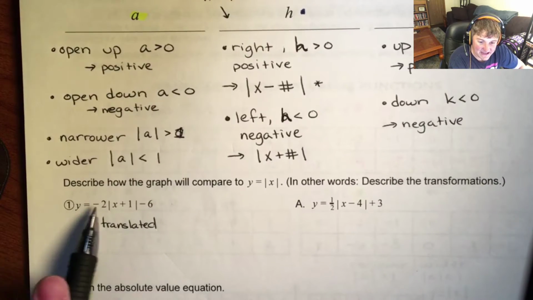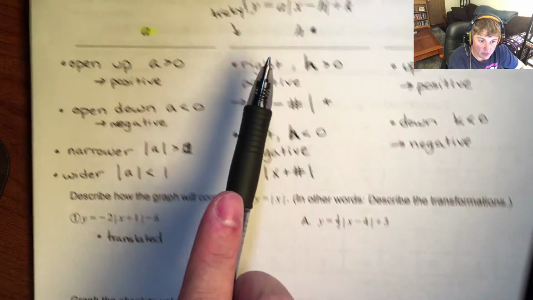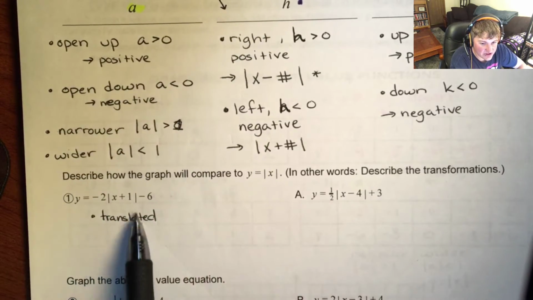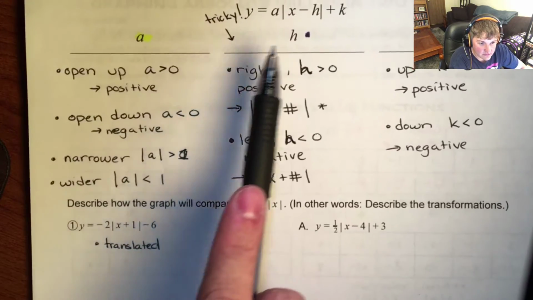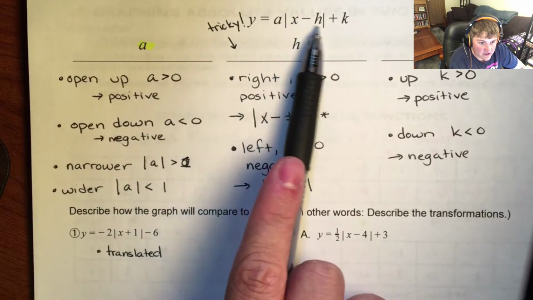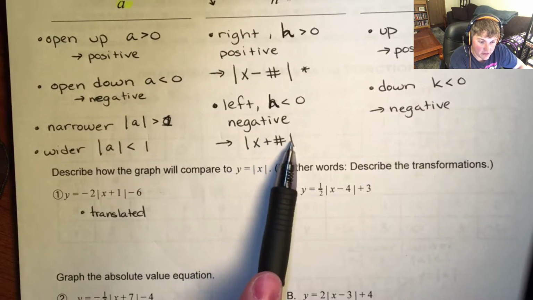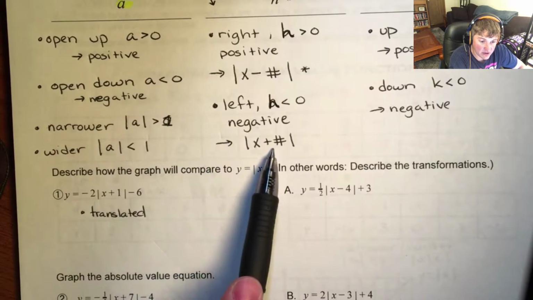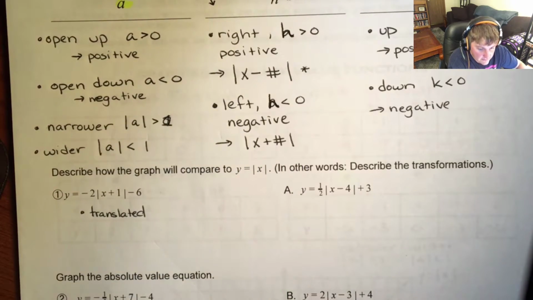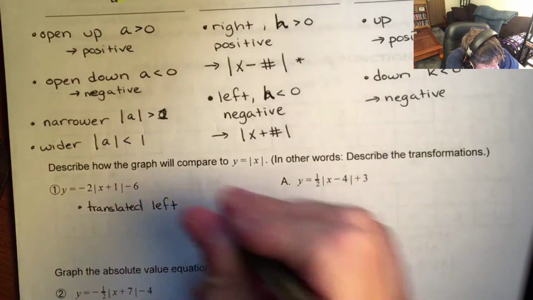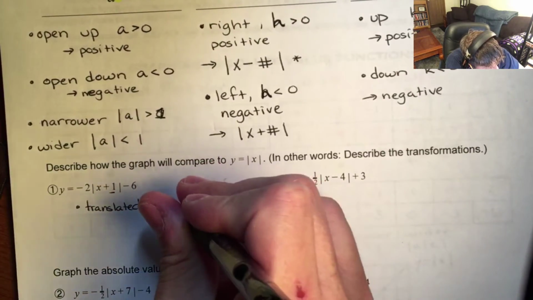It's inside the absolute value symbol, so I know I'm looking at my h value. And again, this is tricky, right? It appears as though this is positive, but really the basic one calls for subtraction. So maybe it might help like x plus a number. That's what I'm seeing: x plus a number. That means it's going to move it left. So this is translated left 1 unit.